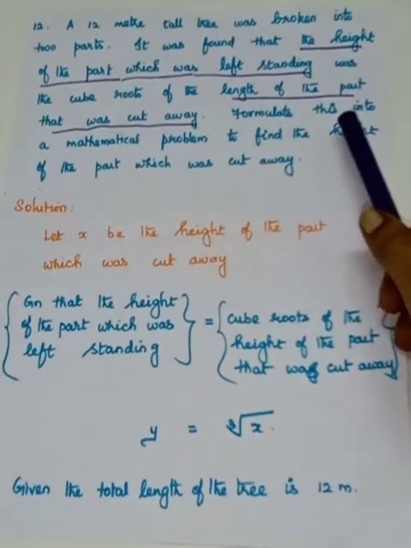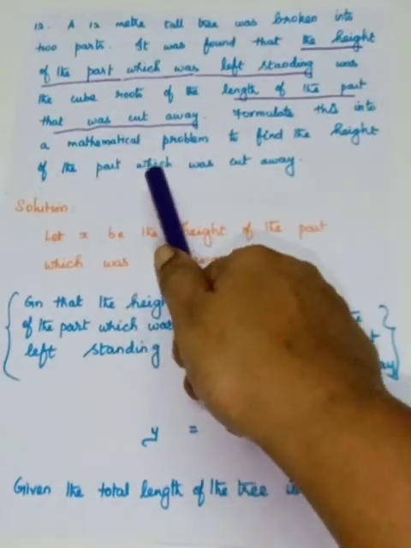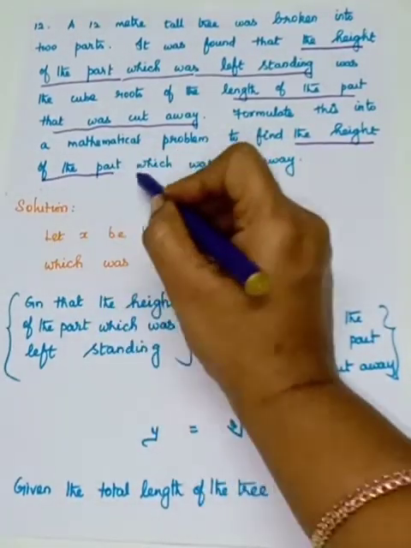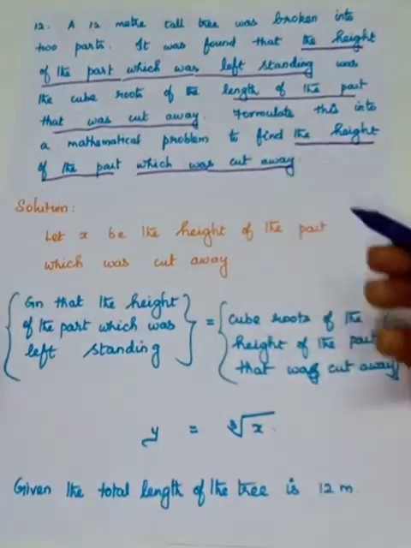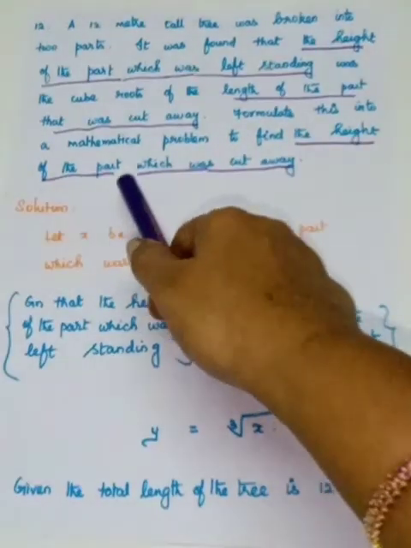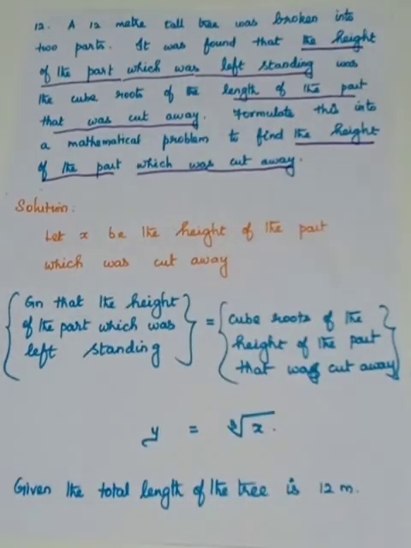And formulate this into a mathematical problem to find the height of the part which was cut away. Here what is asked? We have to find the height of the part which was cut away. So we have to prepare a mathematical problem, that is, write the equation. When you solve that equation, you get the height of the cut away part. Therefore we take x as the height of the part which was cut away. That part which was cut and fell, we have to form the mathematical problem with it. So that has to be taken as x.